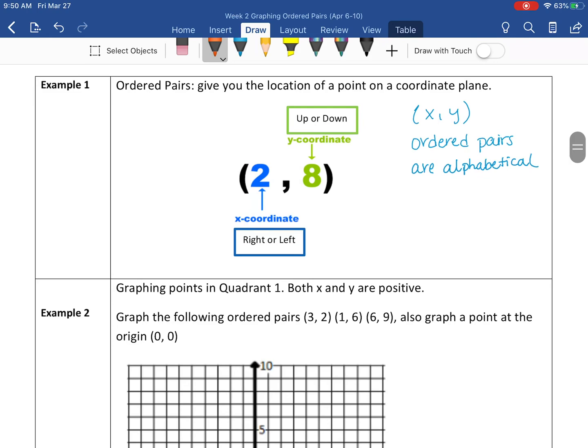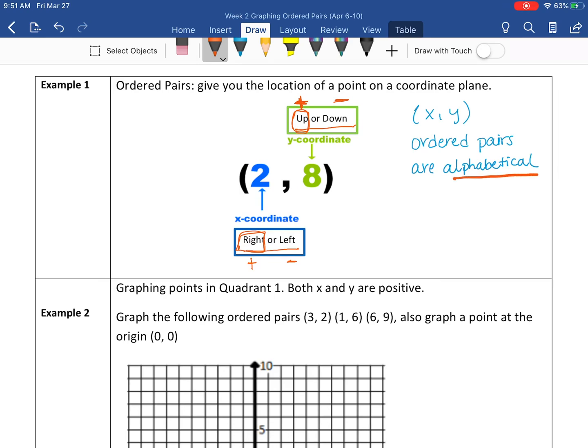So our ordered pairs give you the location of a point on the coordinate plane. So for example, the ordered pair 2, 8 is telling us to go to 2 for x and 8 for y. So we would go right or left for x, and we would go up or down for y. Okay, and that's how we're going to graph on our coordinate plane. So we would start at the origin. We'd go 2 to the right for x, since x is positive. If it was negative, we'd go to the left. And we'd go up 8 for our y coordinate. When it's positive, we go up. If our number was negative, we would go down.